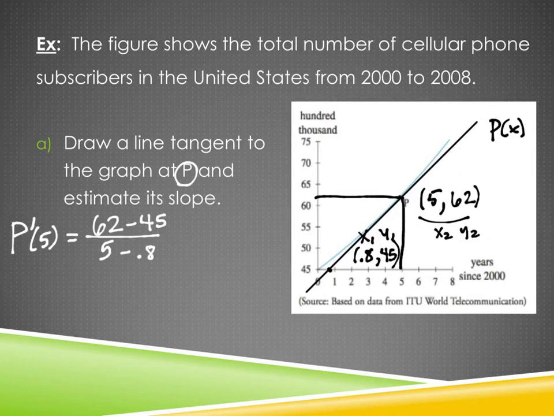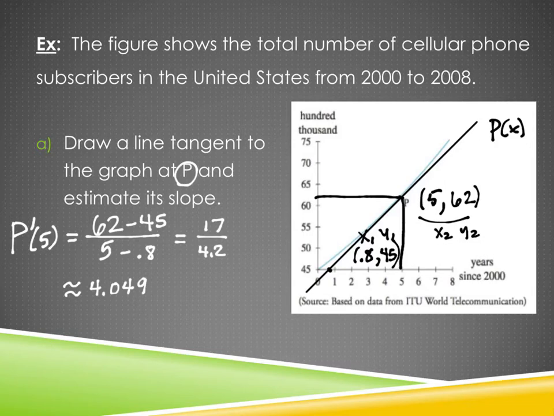So 62 minus 45 is 17 over 4.2. And we're getting it to be approximately 4.049. Again, it's an approximation. Yours might look a little bit different than mine. You might have looked at that and said, hey, I didn't think it crossed at 62. It looked more like 63. Okay, that's fine. No problem. This is approximately the slope of this line.